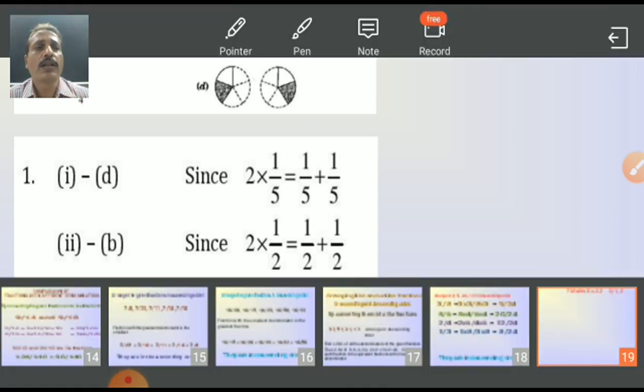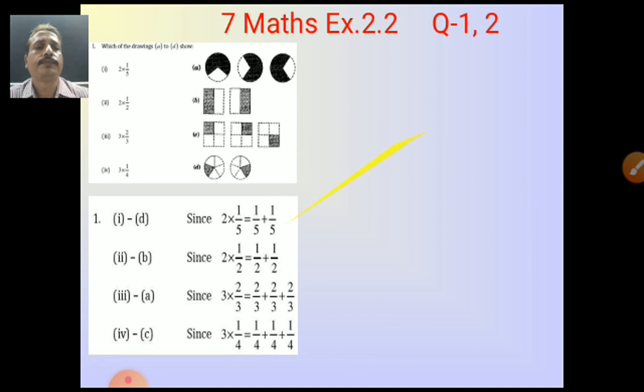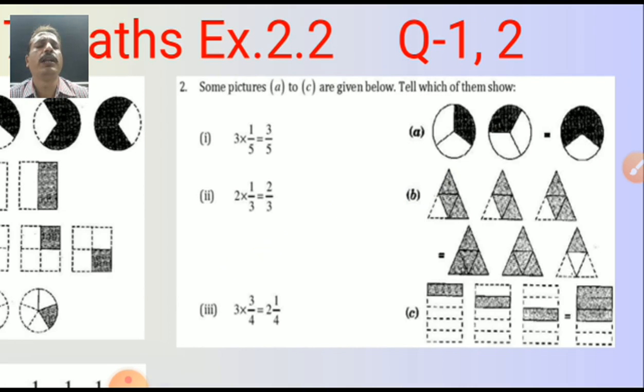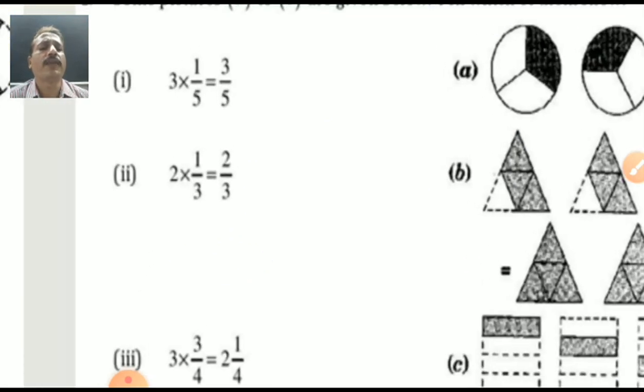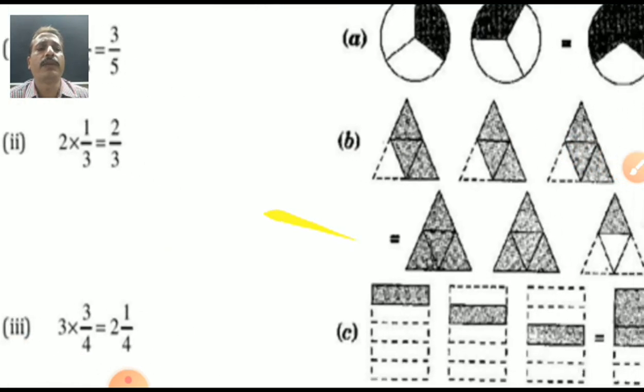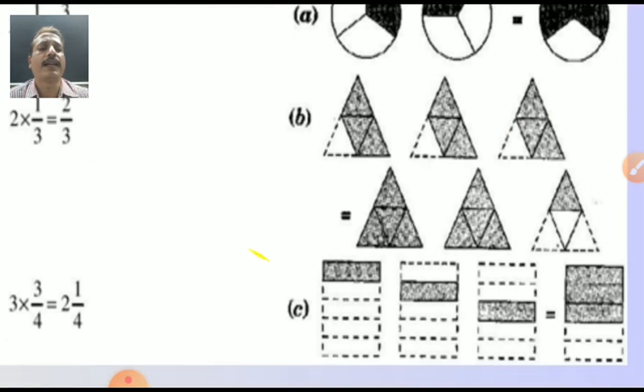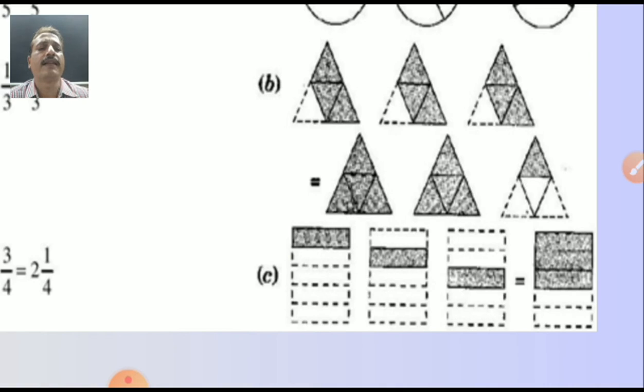Yes. Now look at the second question. The question also is picture based. Match the following only. 3 questions are given here, left side and right side, and you have to find out. 3 into 1 upon 5 gives you 3 upon 5. In which picture? 3 upon 5, 1, 2, 3, 1, 2, 3, 4, 5. Yes, you are right. 5 parts are there, out of which 3 parts are selected. Yes, students, here C is the answer.